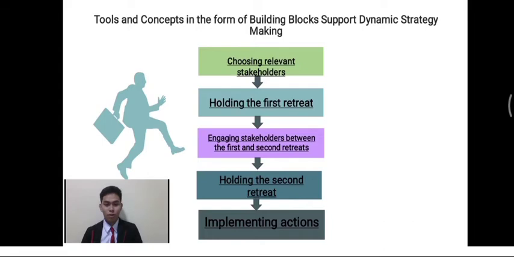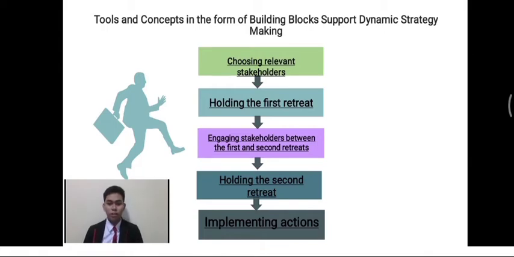The next is holding the first retreat. The purpose of the first retreat is to create an initial draft of the statement of strategic direction, especially the competitive logic and goal elements. The next is engaging stakeholders between first and second retreats. Between the first and second retreats, senior managers reflect on their work and perform reality tests on the validity of assumptions in the statement. The primary method for this testing is through feedback on the draft statement from the stakeholders.